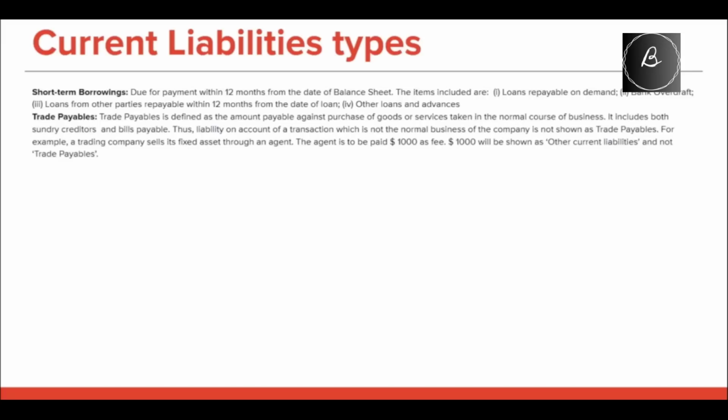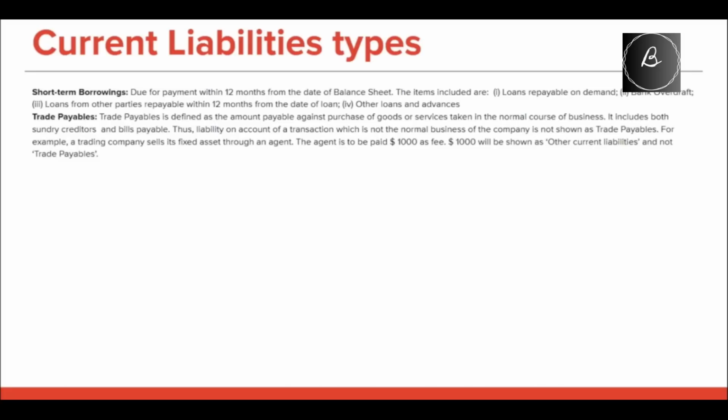Trade payables. Trade payables is defined as the amount payable against the purchase of goods or services taken in the normal course of business. It includes both sundry creditors and bills payable. Sundry creditors are those persons or entities to whom we owe money, whereas bills payable are such instruments which show the liability and the amount of debt.